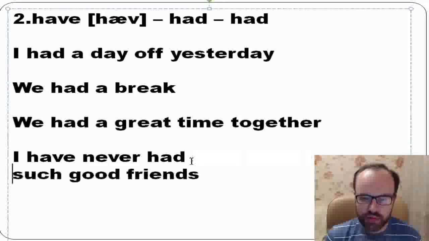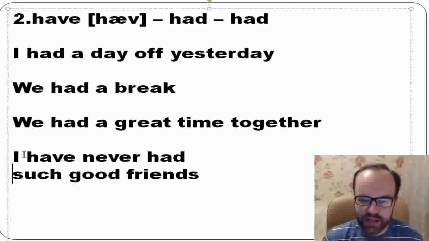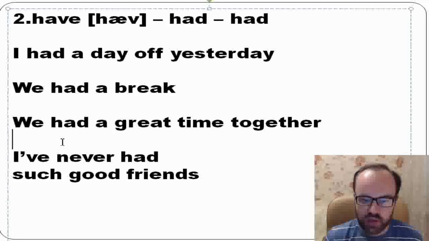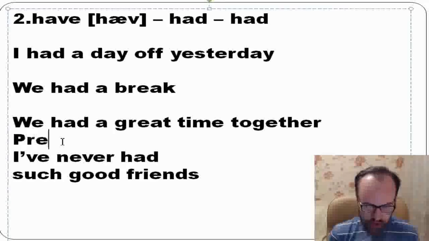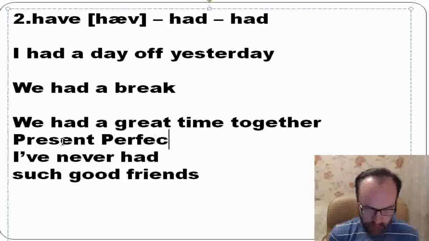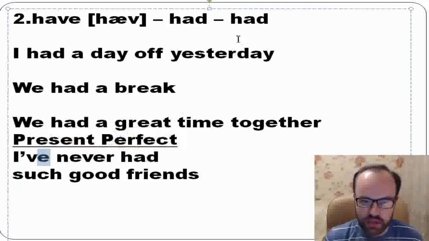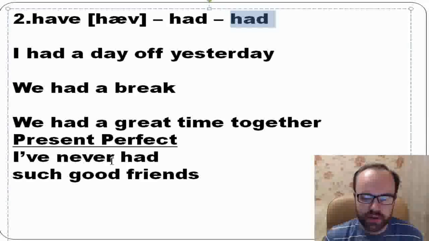So next, one more example with the past participle. I have never had such good friends. Or you can also use a short form: I've never had such good friends. So what tense is it? It's present perfect. Why? Because we see have plus the third form, past participle. If we have never, something that is true now too, so we use present perfect. It's a rule.